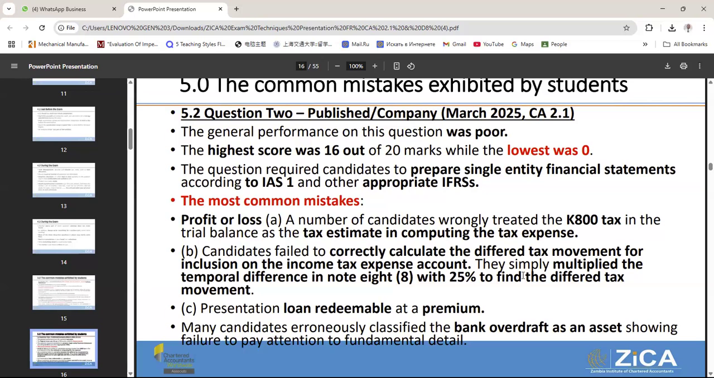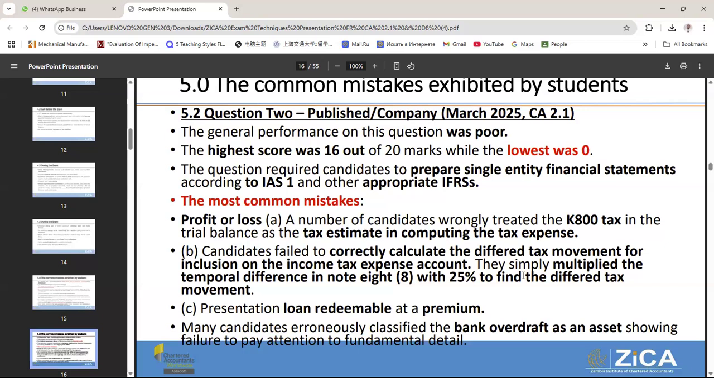What's the message? If published accounts will come, there will be a loan. If you are told that the loan will be redeemed at a premium, it means the outstanding balance, you present it under non-current liability, you add it to the loan. But if the loan will be redeemed at par or nominal value, then the loan you continue showing at par value, then the accrued interest you present under current liability.